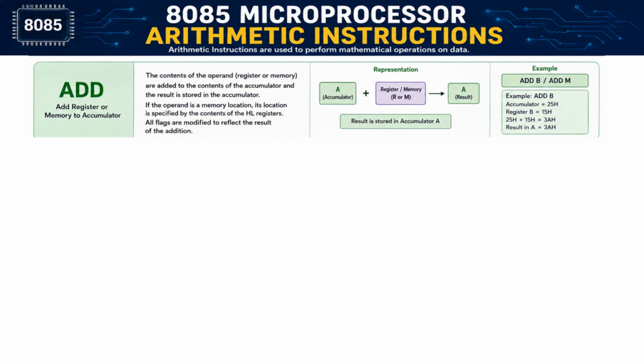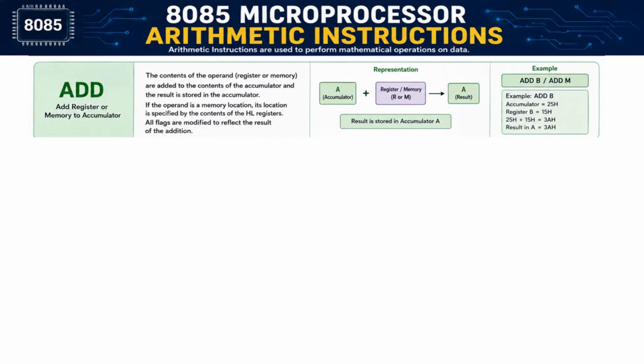Remember, ADD stands for add register or memory to accumulator. This instruction adds the content of a register or a memory location to the accumulator, and the result is always stored back in the accumulator. One important thing to remember is that the destination is always the accumulator. The source can be either a register or a memory location. If the operand is M, it represents the memory location whose address is stored in the HL register pair.